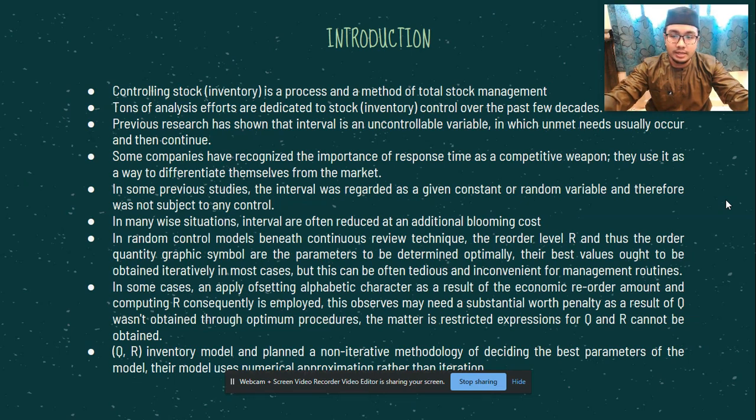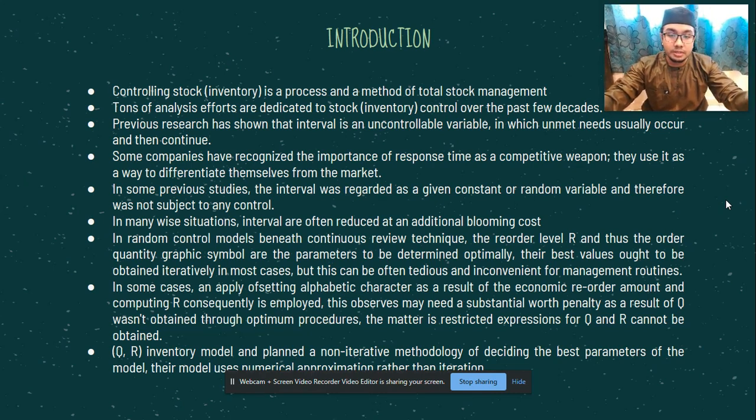In some previous studies, the lead time was regarded as a given constant or random variable and therefore was not subject to any control. In many practical situations, lead times are often reduced at an additional crashing cost. In random control models under the continuous review technique, the reorder level R and the order quantity Q are the parameters to be determined optimally.